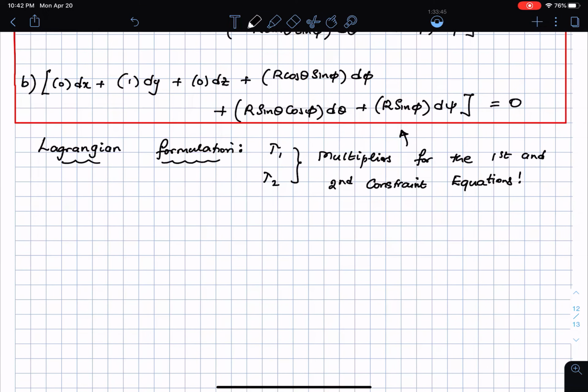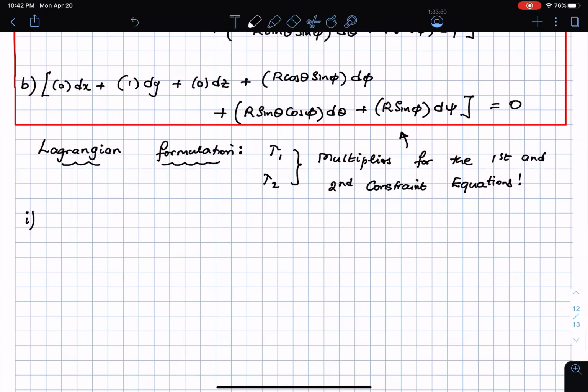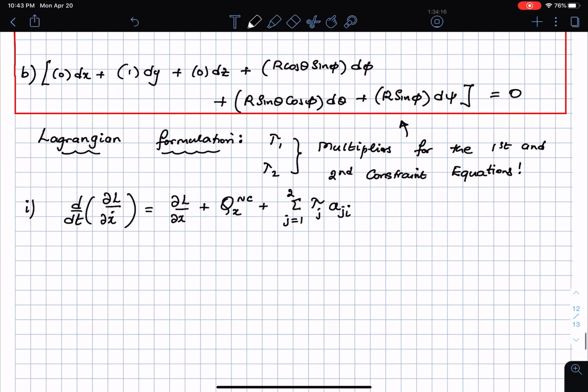I'm going to have 6 of them. Okay, so the first one is going to be for the x term. So this is going to be d by dt of dL by dx dot, equal to dL by dx plus Qx non-conservative plus summation j equal to 1 to 2 lambda j a_jx, I guess, in this situation.